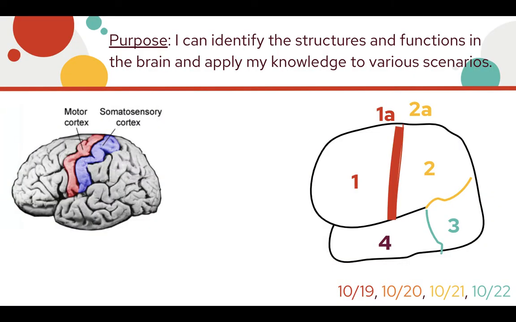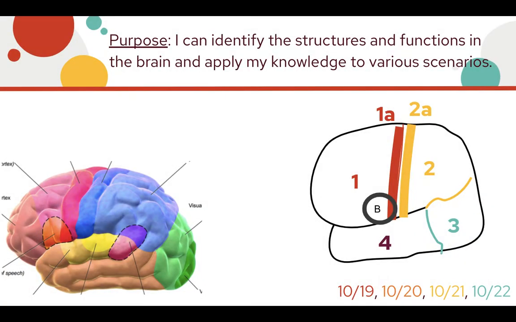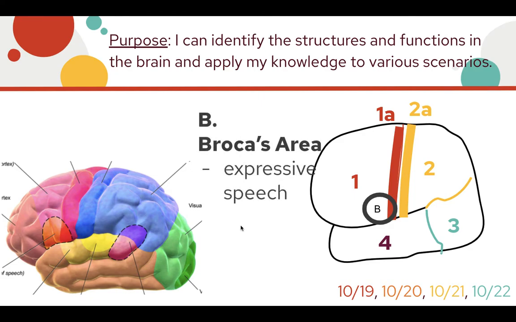Okay, so now what we're going to do, I don't know why I have this slide again, so I'm going to skip that. Now we're going to be looking at our language areas. So here it's going to be drawn, and I try to do it as closely as possible. This first one we're going to label with a B, and it's called Broca's area. And this is going to be our expressive speech.